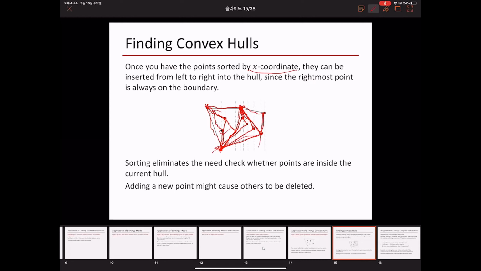So once you have the x coordinates sorted, you can insert from left to right in a hull, and you will find the rightmost point is always a boundary. So the new point will be boundary, boundary, boundary. From there, the candidates you have to compare are eliminated to a small number, 2 or 3 at best. Sorting eliminates the need to check whether points are inside the convex hull or not, but you are comparing only 2 usually, at best 3. Okay? So this is how we do the convex hull by using sorting.